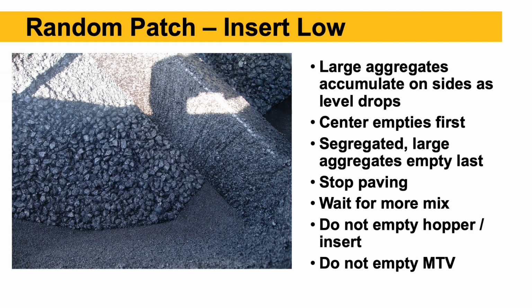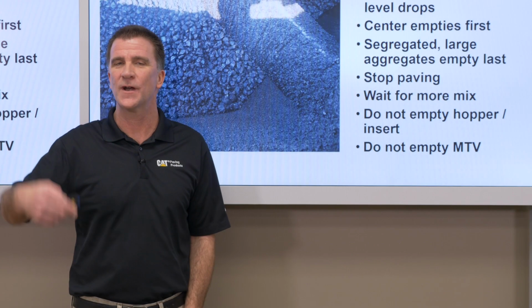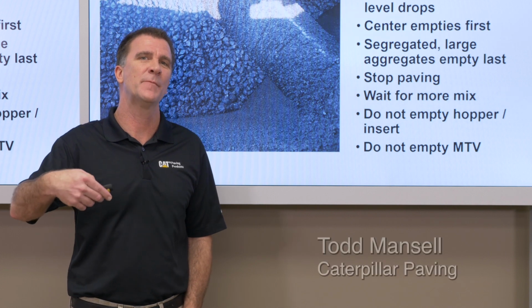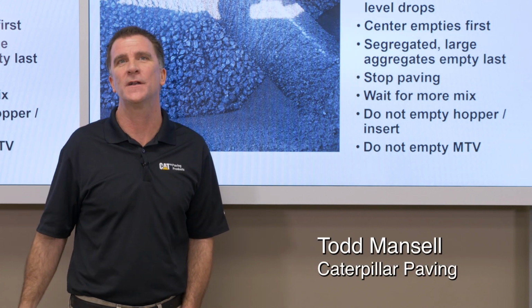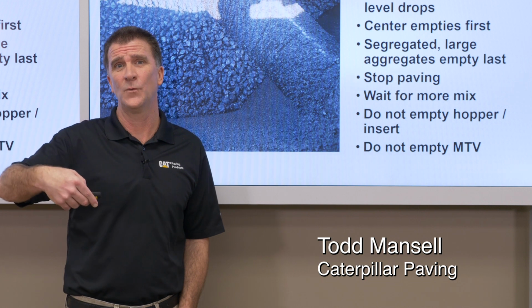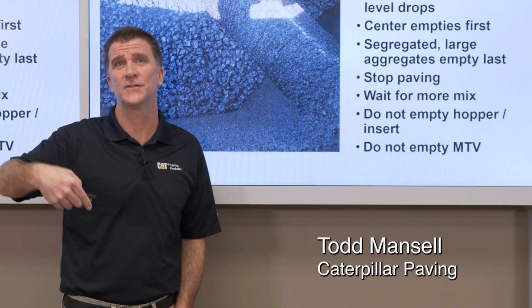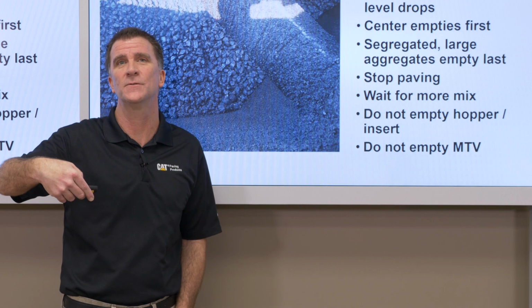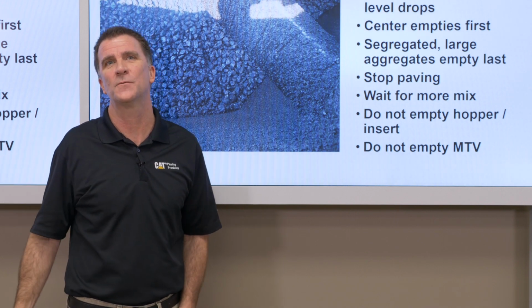When that level runs low, as you can see in this picture, even with a hopper insert and an MTV, we still have large stone segregating to the edges of the hopper insert, and that's going to travel through the paver and show up in our mat. So don't empty the hopper insert, and don't empty the MTV. The surge capacity in the MTV, the remixing chamber, if we let that run low, generally about 1/3 to 1/2 is the most we want to let that hopper or surge capacity on the MTV run down to. If it gets lower than that, we're going to end up with segregation.